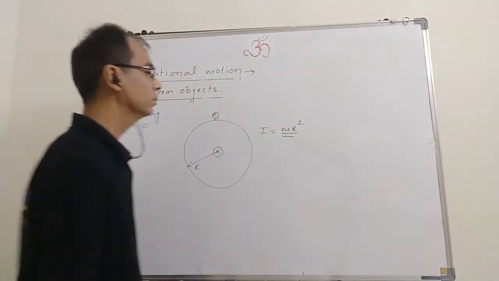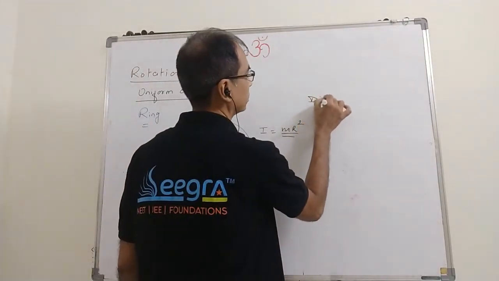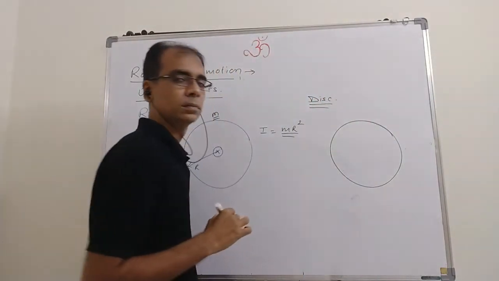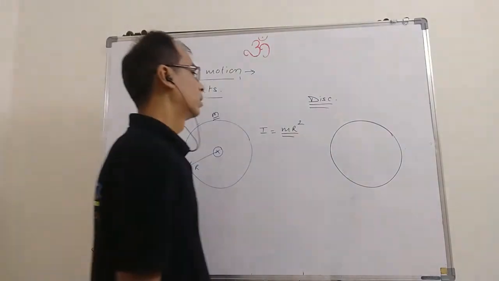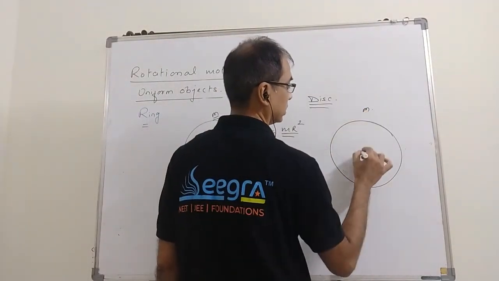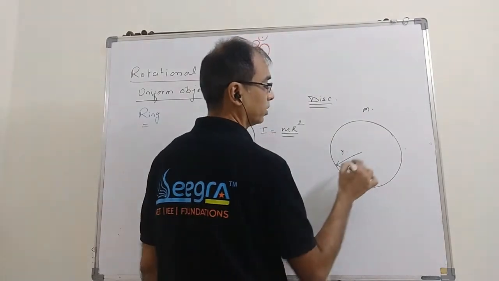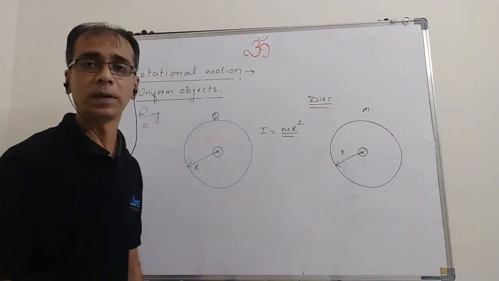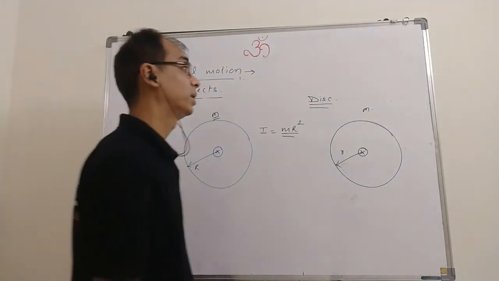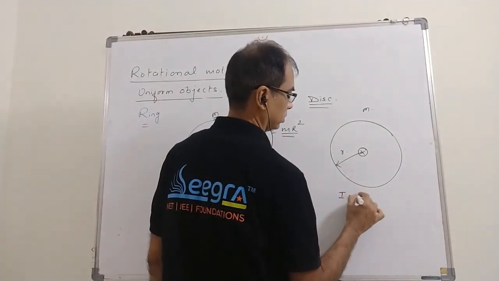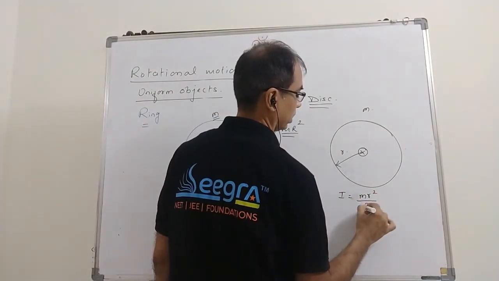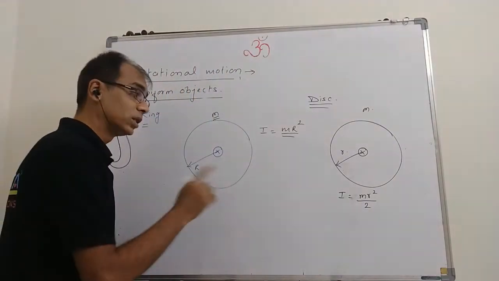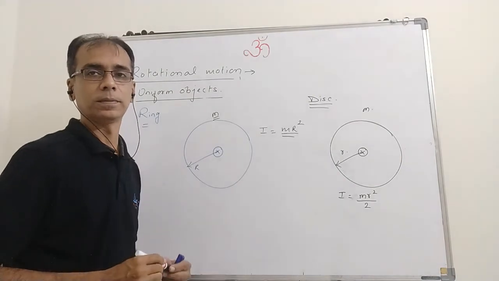Okay? Now the disk. Disk is also similar actually. It's like this. Mass is M. The radius is R. What about the moment of inertia about the center, again passing through the center and perpendicular to the plane? What will be the moment of inertia? M r square by 2. Okay, now based on these two only, I am going to ask you questions.